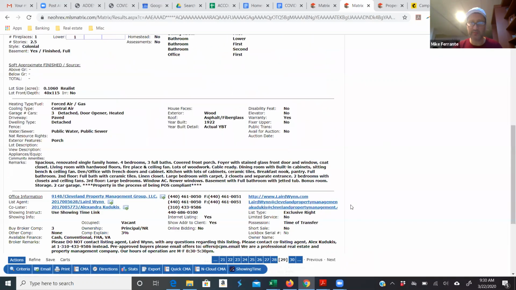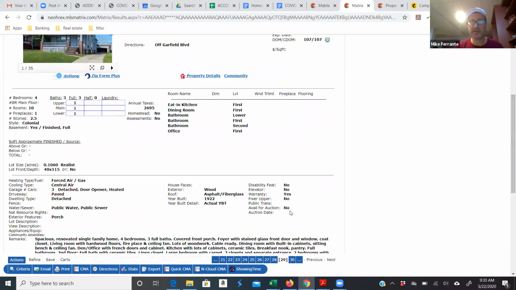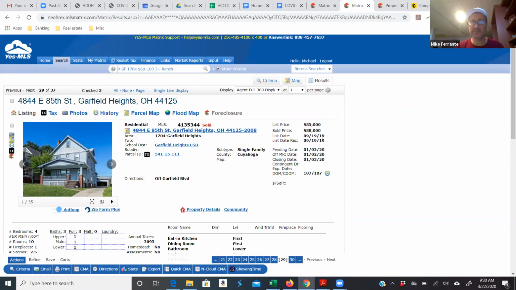Oh, by the way, there's probably a seller give back. Oh no, there wasn't. So you have to look down here too to see if there was seller paid closing costs. It says 0, but I suspect since they went over list price after 107 days on the market, there probably was a seller give back, but let's just calculate it without one. So I'll divide that by the square footage, and that's 54 a square foot.